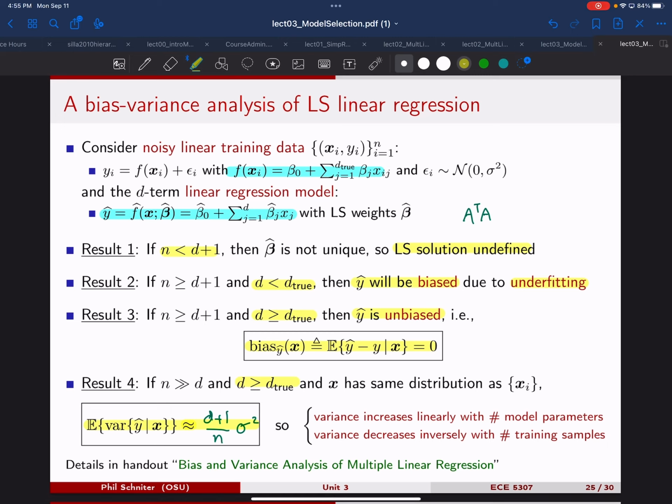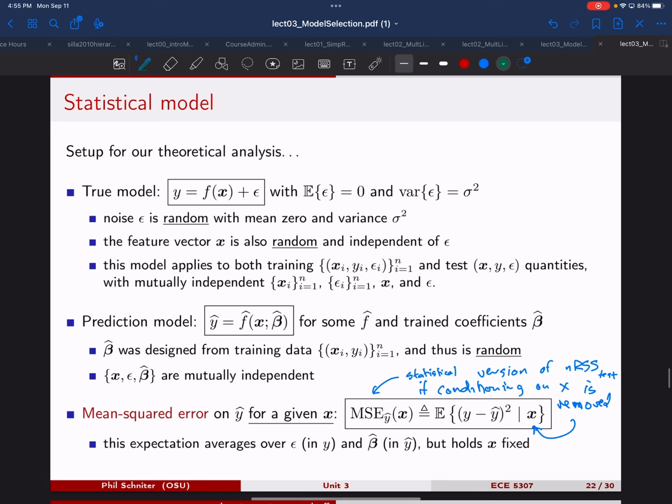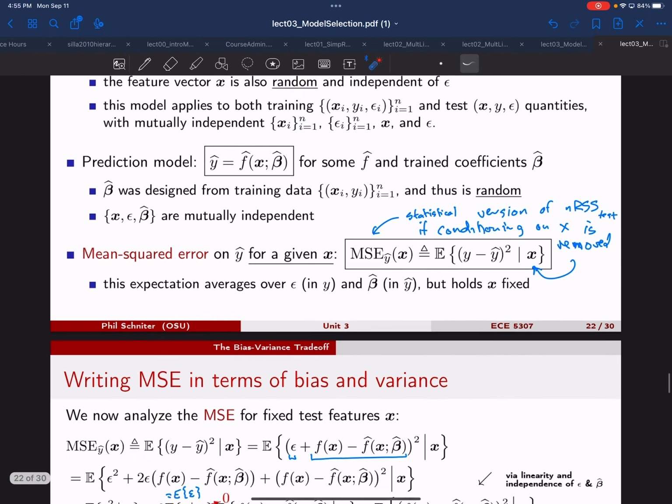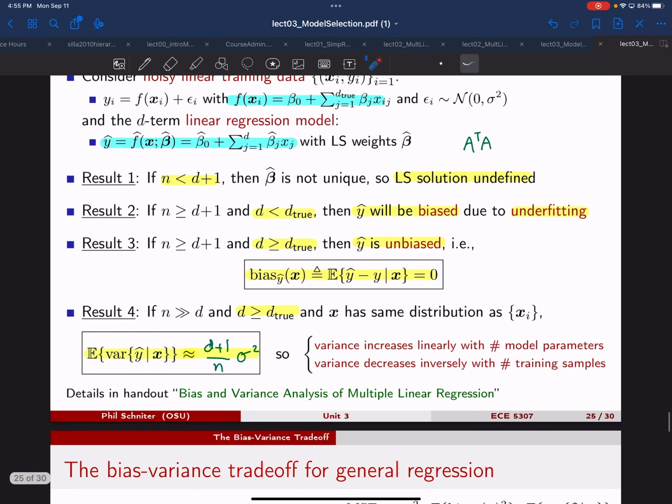Okay, so any questions on this? Yes. So what does it mean by X has the same distribution as Xi? Does it mean that all of the samples have the same distribution? Yeah, but we can remove that because actually, we already assumed that here. So we're assuming that the tests and training are coming from the same distribution. Yeah, if that's distracting, you can forget about it.